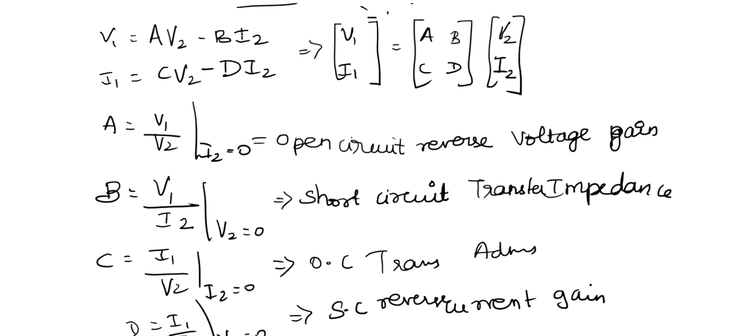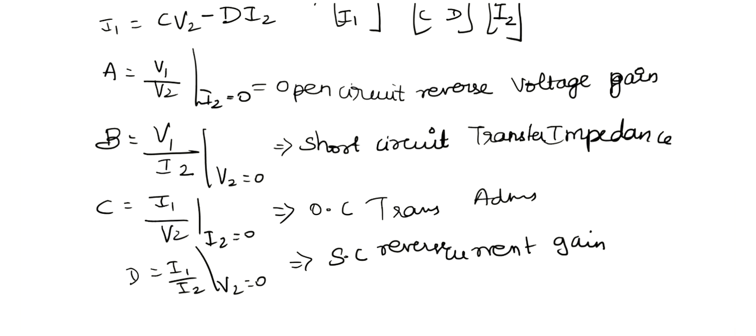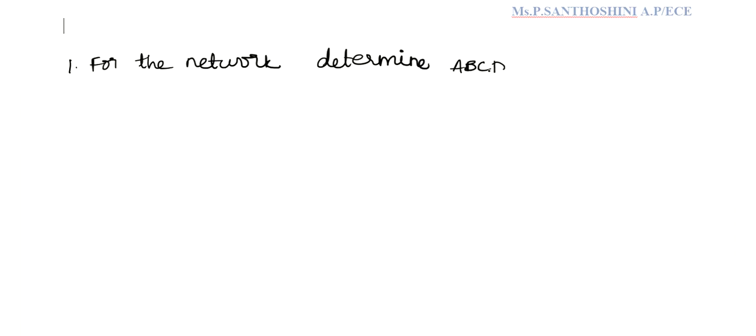Now we start with the sums. Admittance parameters. Okay, now the first sum in ABCD parameters. For the network, take down the question: for the network, determine ABCD parameters. And this is an important question. This sum can be solved in two ways. So let us see, ABCD parameters.